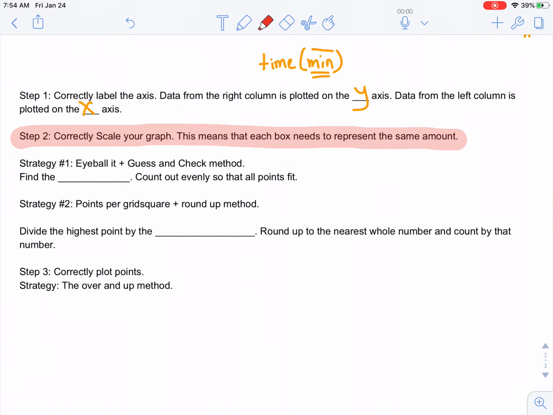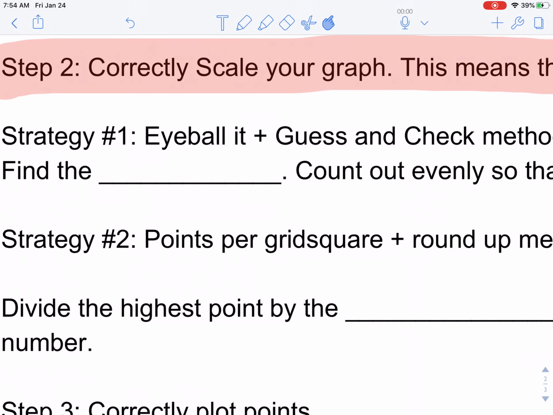Strategy number 1. So how to scale it. Eyeball it plus the guess and check method. So we're going to do the eyeball it plus the guess and check method. We want to find the highest number and count out evenly so that all the points fit. Find the highest point, or lowest point if we're thinking about a negative number. Find the highest point.